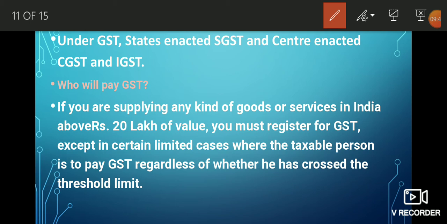Then we will discuss who will pay GST. That means not all persons in India have to pay GST; there are certain persons who pay GST. If you are supplying any kind of goods and services in India above 20 lakh in value, you must register for GST.